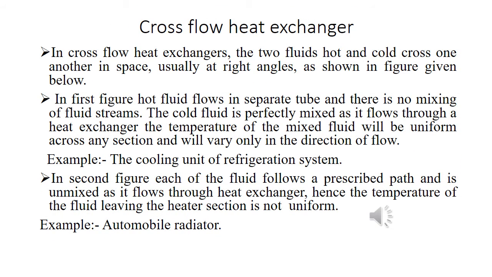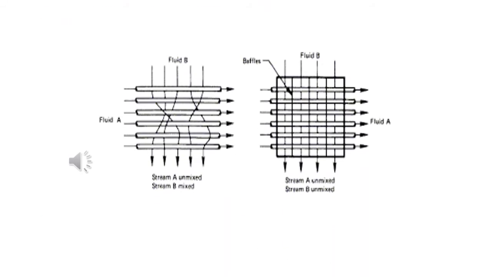Cross flow heat exchanger. In this, the two fluids, hot and cold, cross one another in a space, usually at right angles. Shown in the first figure of the cross flow heat exchanger, the hot fluid flows in separate tubes and there is no mixing of fluid streams. The cold fluid is perfectly mixed as it flows through the heat exchanger. The temperature of the mixed fluid will be uniform across any section and will vary only in the direction of flow. For example, the cooling unit of a refrigeration system.